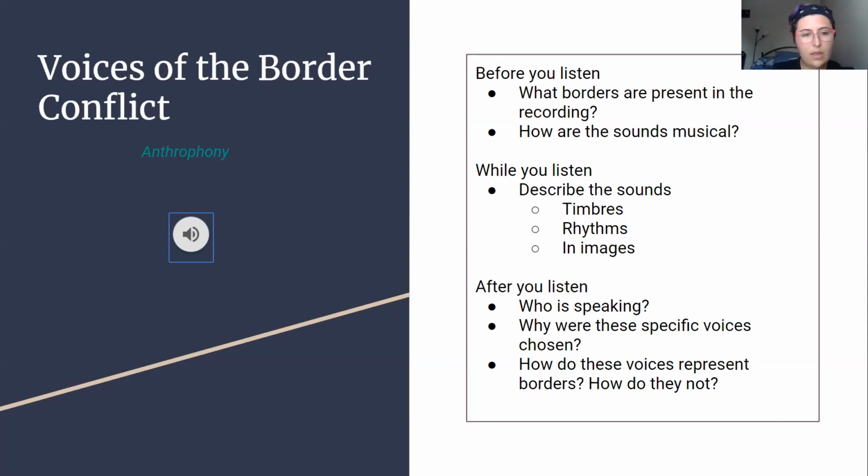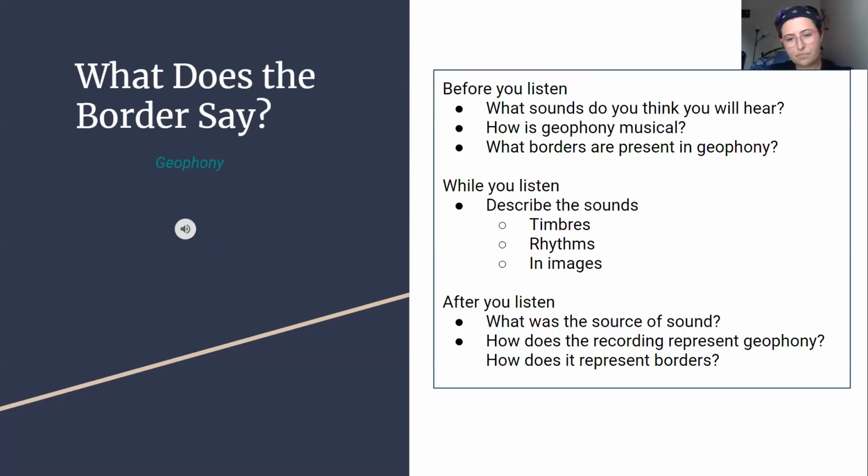So we're going to continue on to geophony. So this is another personal composition, and to give you a little bit of background information, earlier this semester I went with my class to the US-Mexico border in the Organ Pipe Cactus National Monument, and we got up around 4 a.m. and we went to go play on the border.